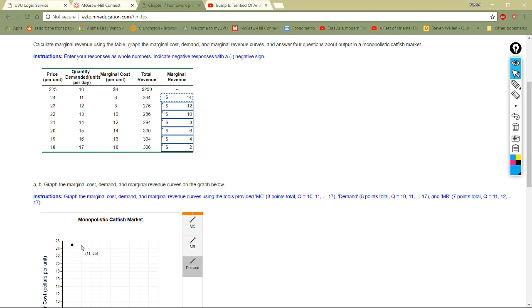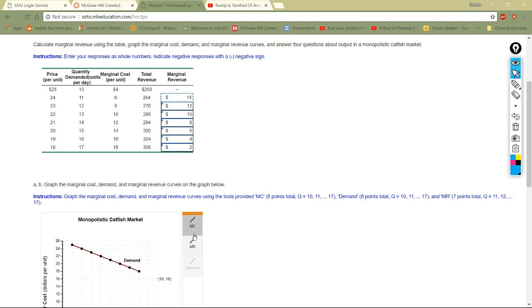Pop. And then 11, 24. And then 12, 23. And then 22 to 13. 14 to 21. 20 to 15. 19 to 16. 18 to 17. Boom, there's our demand. Okay.